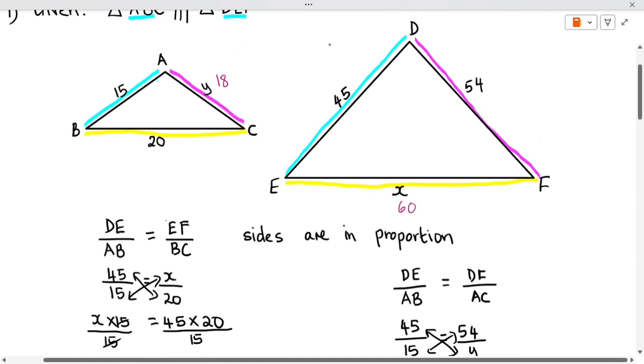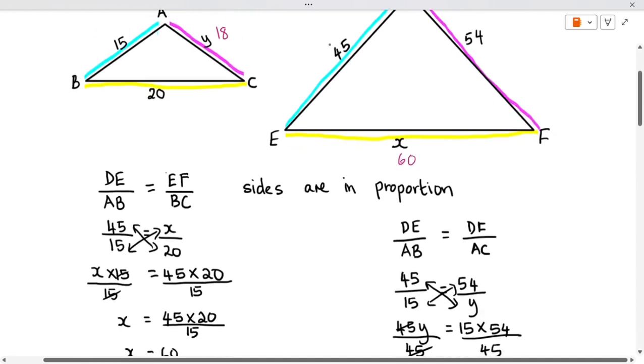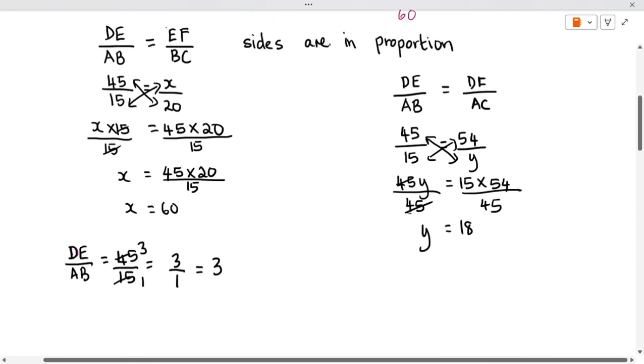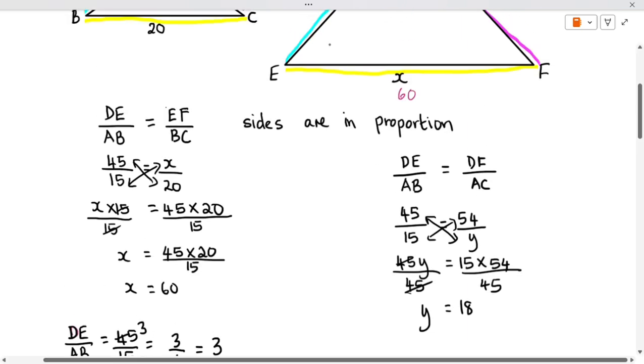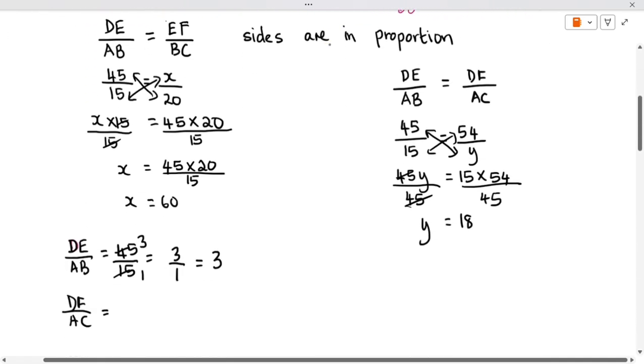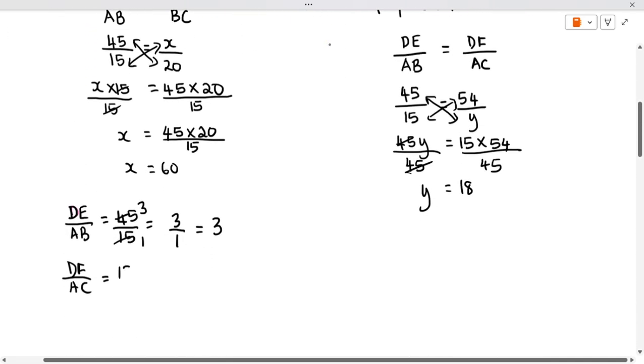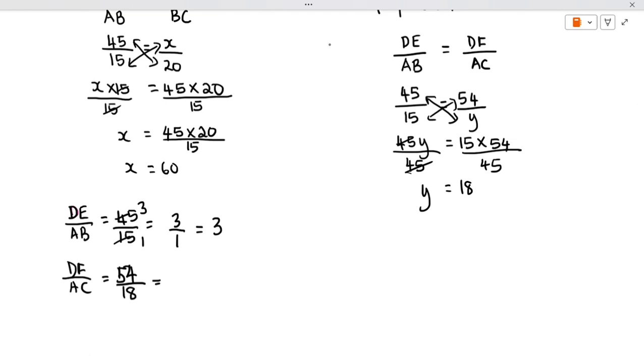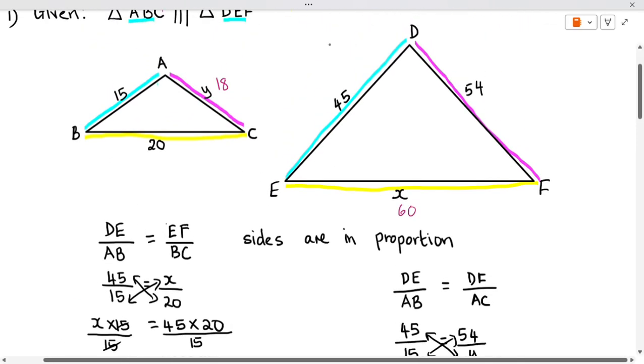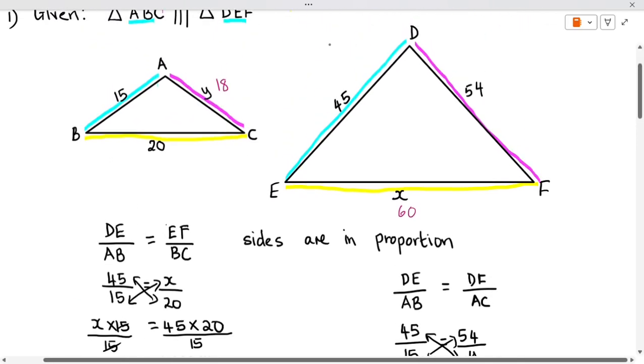If you took the purple and you said DF over AC, so let's work that out. DF over AC, and DF is 54 over 18. If we worked out 54 divided by 18, we will end up with 3. Also 3 over 1, which basically gives you 3. And the same would apply for the next one. The yellow one is 60 over 20, which would give me 3 over 1.